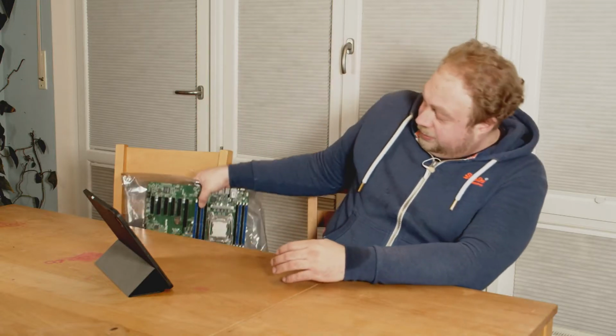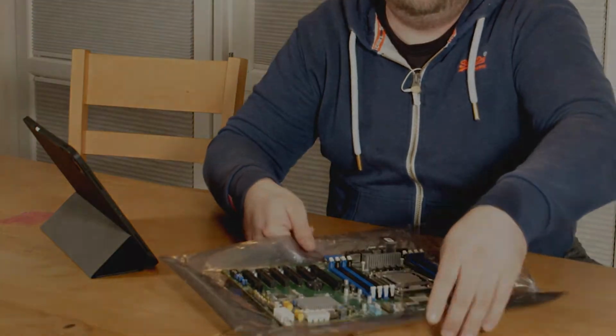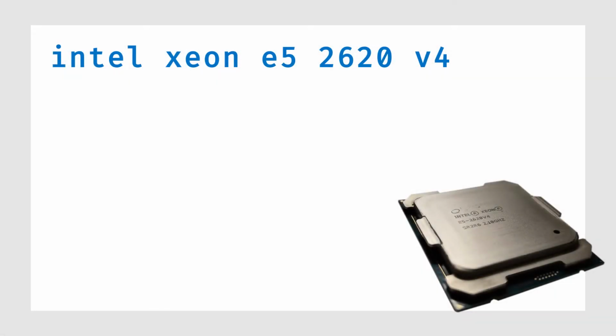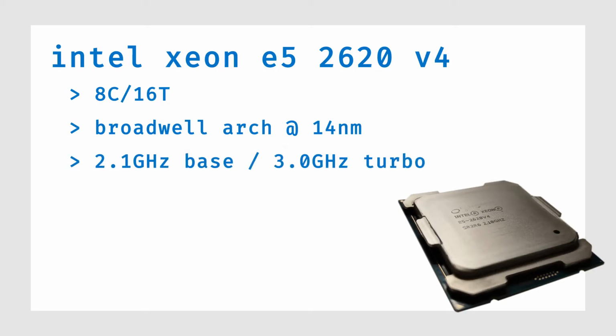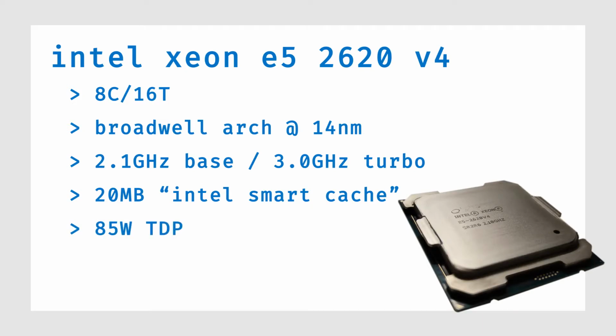Let's begin with our board and processor. Our CPU for this one is the Intel Xeon E5-2620 v4. This is an 8-core 16-thread part based on the Broadwell architecture from 2016 and built on 14 nanometers, back then without the infinite series of pluses because it was actually new. It has a base clock of 2.1 GHz and a turbo of up to 3 GHz flat. Comes with 20 megs of Intel Smart Cache and has a TDP of 85 watts.